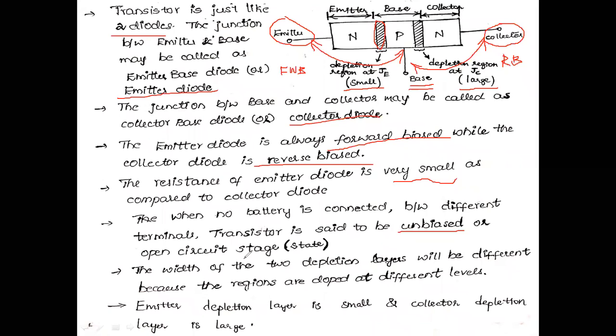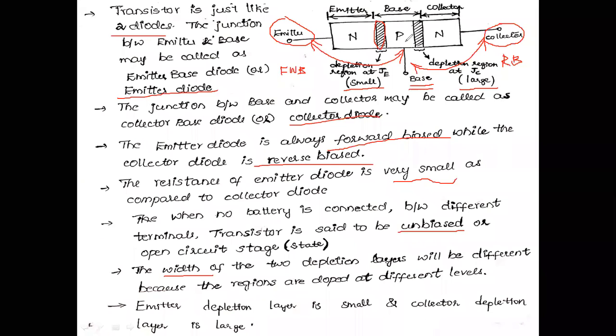Unbiased condition, that position we may treat as unbiased condition or open circuit stage. Next one: the width of the two depletion layers will be different because the regions are doped at different levels. This is one depletion layer, this is another depletion layer. The width of the two depletion layers will be different because the regions are doped at different levels. This region is operated in forward bias condition, this region is operated in reverse bias condition.